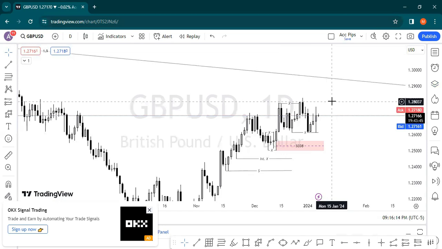with the bullish movement. Now you can wait on H4 to do confirmation on H4, then you take a buy, or you can wait for 15-minute confirmation and then you take a buy.